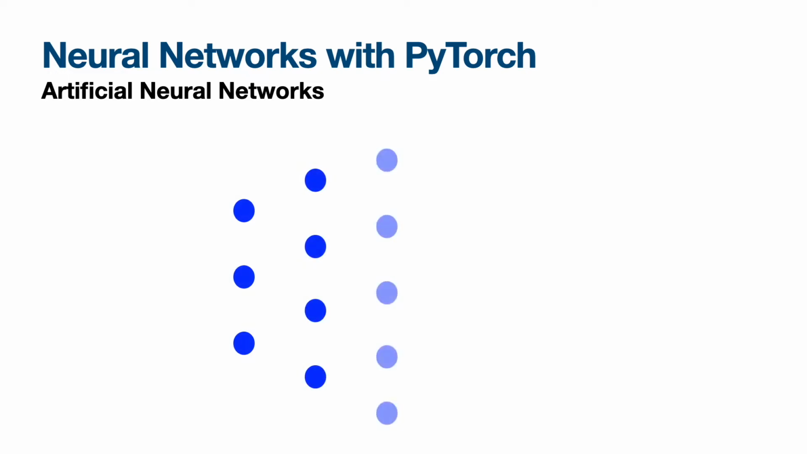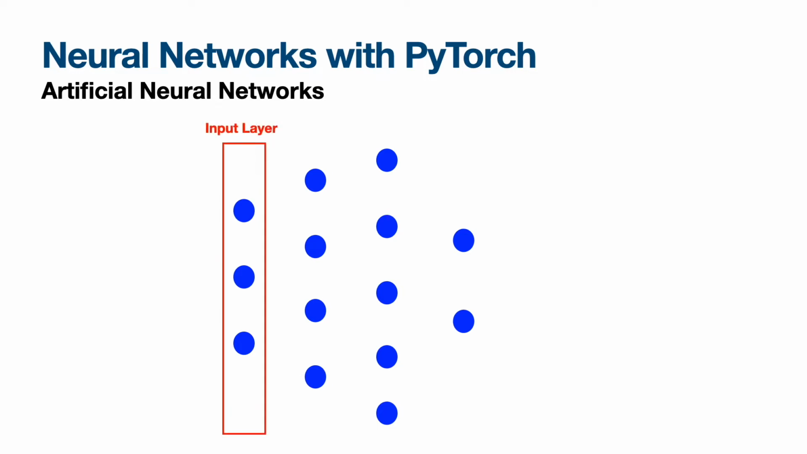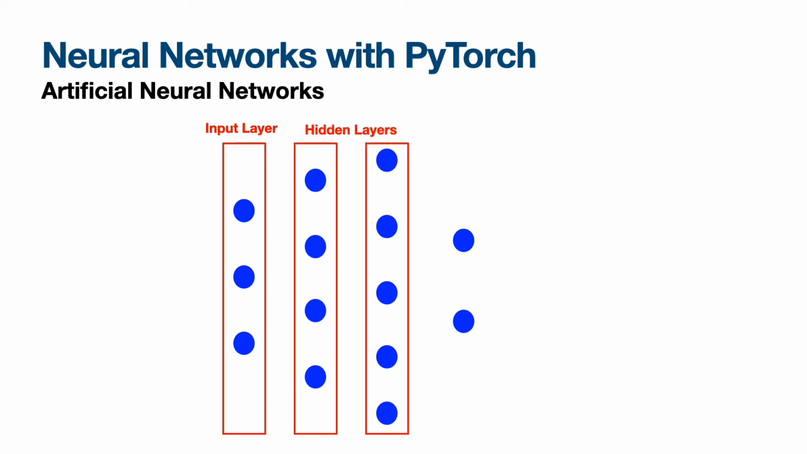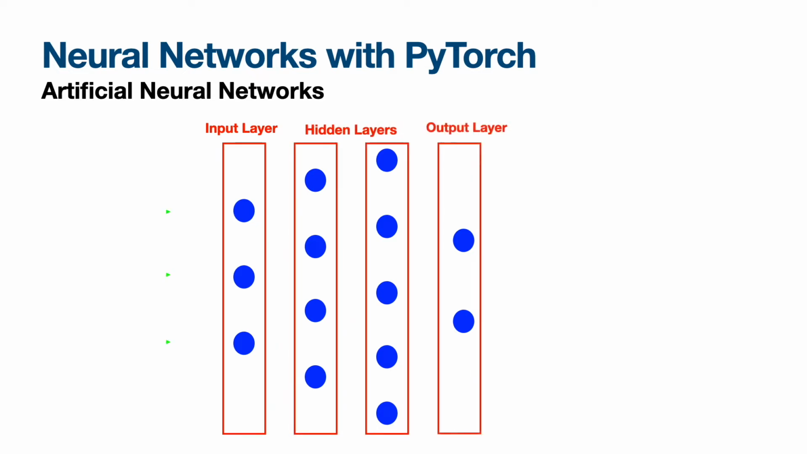Inspired by biological neural networks, an artificial neural network is a collection of connected nodes, which we call artificial neurons or simply neurons. Neurons are typically organized in layers. The input layer receives input data, intermediate layers or hidden layers process data through connected neurons, and the output layer holds the final values.